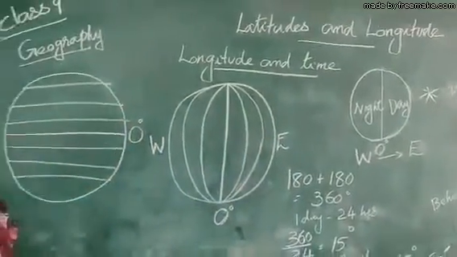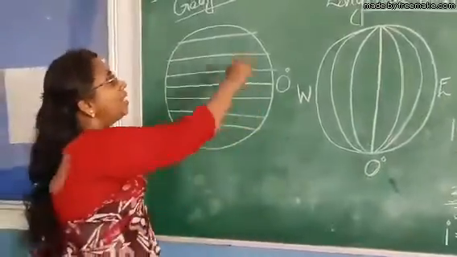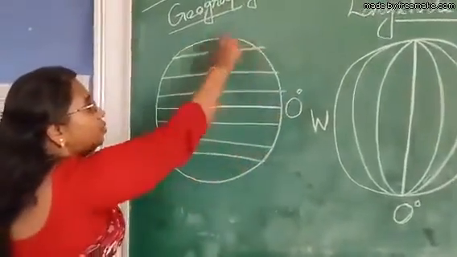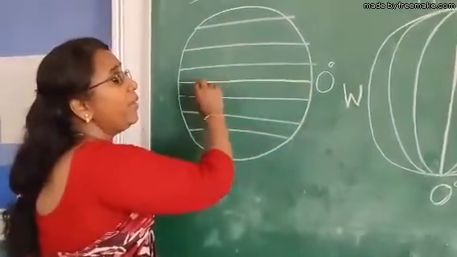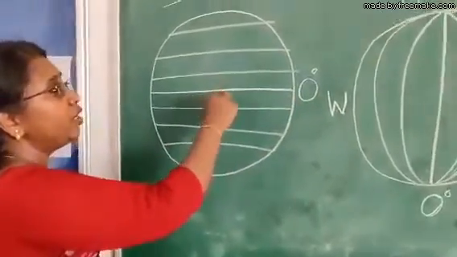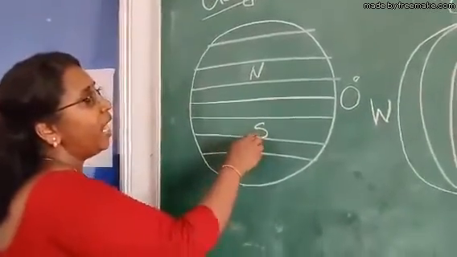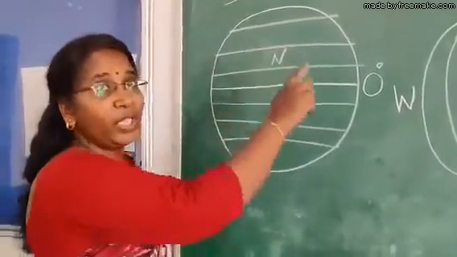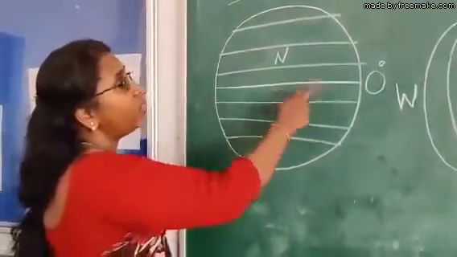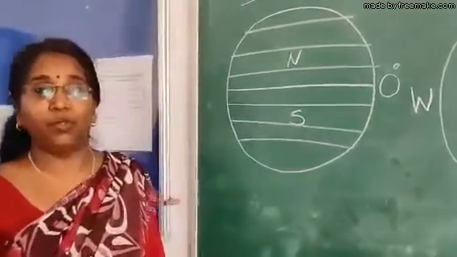So in the previous video we discussed in detail about latitudes. The earth is divided into two hemispheres. You see, the equator passes through the middle and it divides the earth into the northern hemisphere and the southern hemisphere. And there are a number of horizontal lines running parallel to the equator, and these are called latitudes. You have learned in detail about latitudes, isn't it?